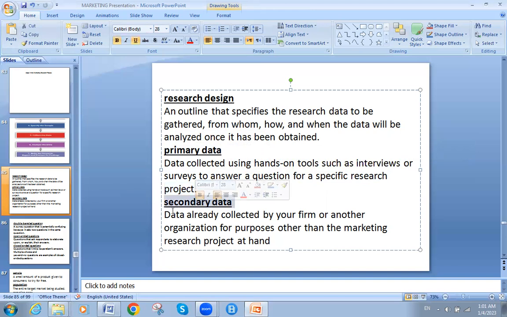Secondary data is stored data that had been there before. This is not the first time that we use it. It is data already collected by your firm or another organization for a purpose other than the marketing research project at hand. As an example, if I open a soda factory, I will check whether other factories in this industry, like Pepsi or Seven Up, did it in the same area where I'm doing it now. And I will check them.